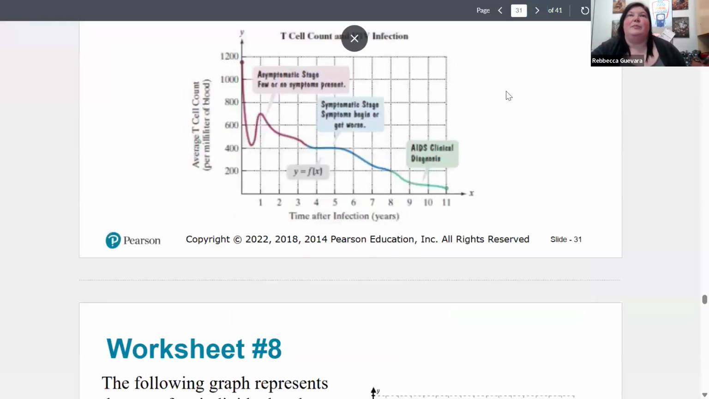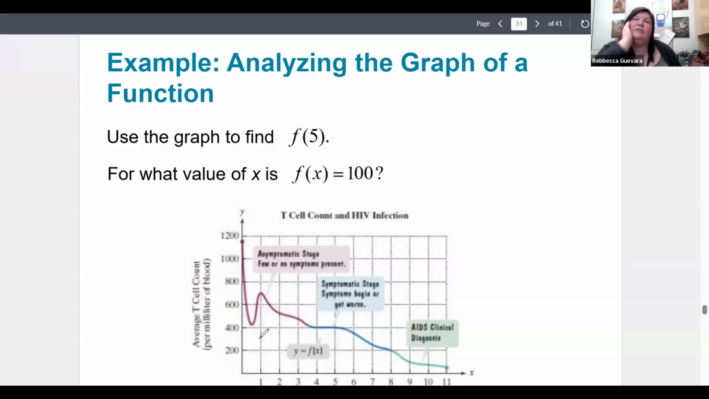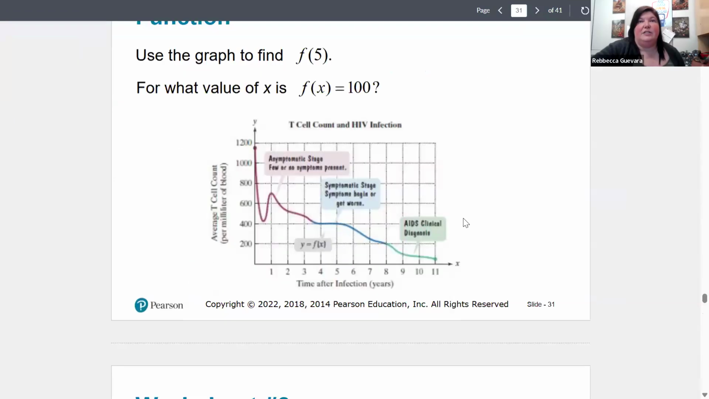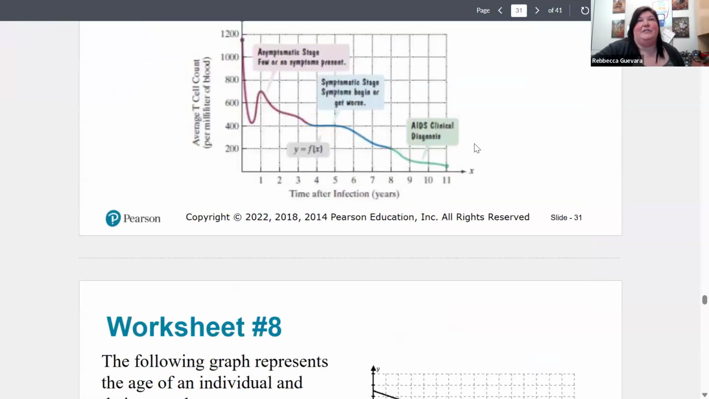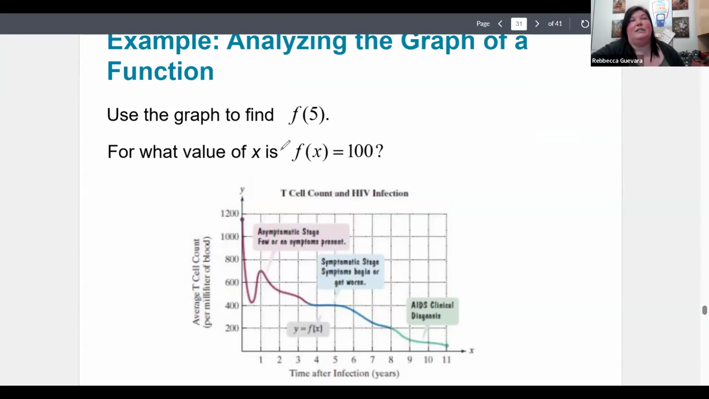Let me blow up this graph just a little bit. It got a little fuzzy. So this is telling you the T cell count given years after being infected with HIV. We want to use the graph to figure out what is f of 5 and what is x when f of x equals 100. So remember, f of 5 is actually telling you that x is 5.